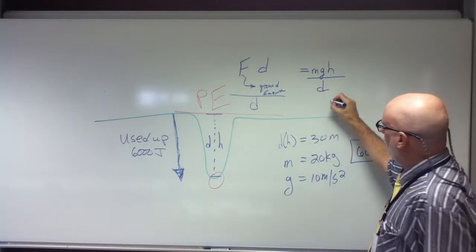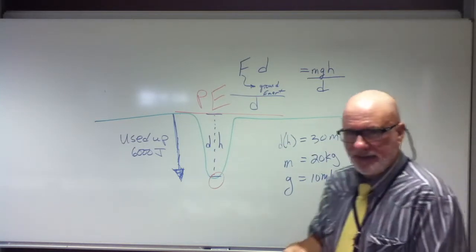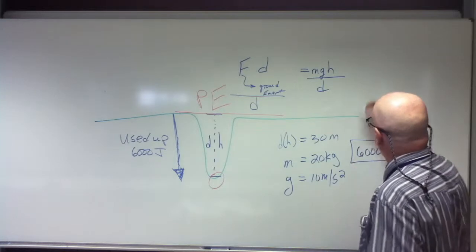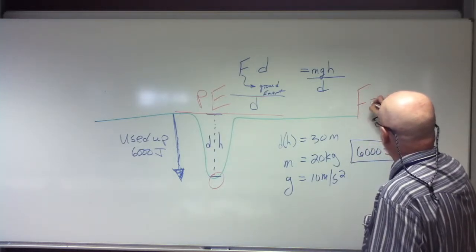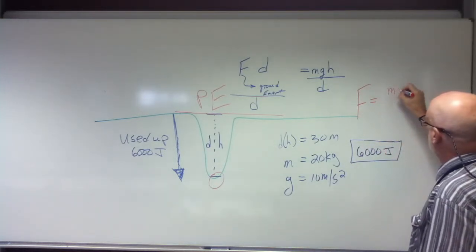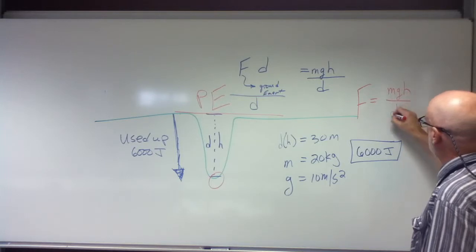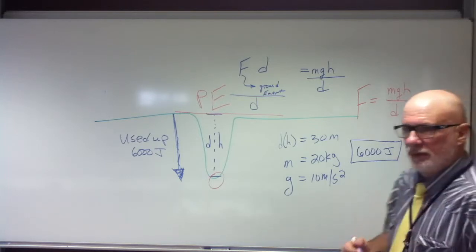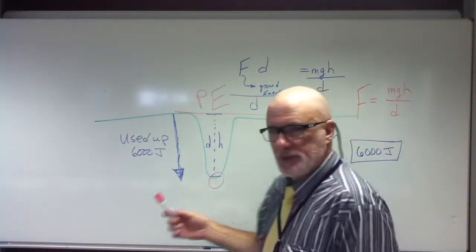So I have force, let me write it in a different color. I have force equals 6,000 mgh over d, correct? Yes. I have more space over here.